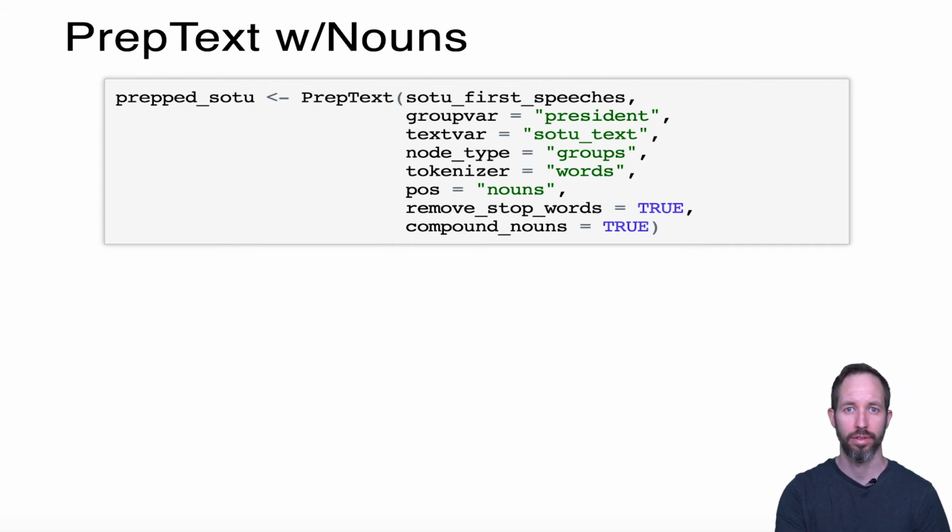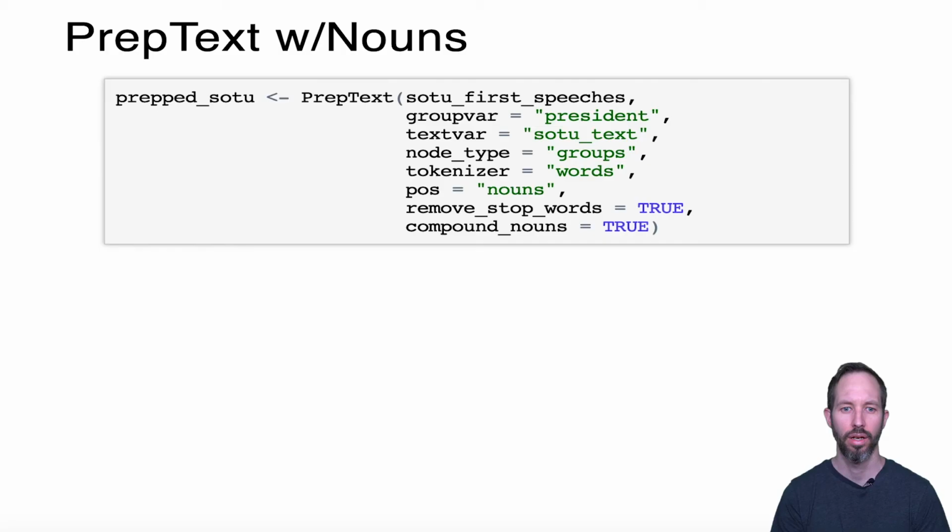Next, it gives us the option to tokenize by words or other tokens. And then this next argument, POS, which stands for part of speech, allows you to specify which parts of speech you want to keep in the analysis. You can remove stop words, and you can choose whether or not to allow the part of speech tagger to pull out proper nouns, things like the United States of America, which would otherwise become United, States, of, America.